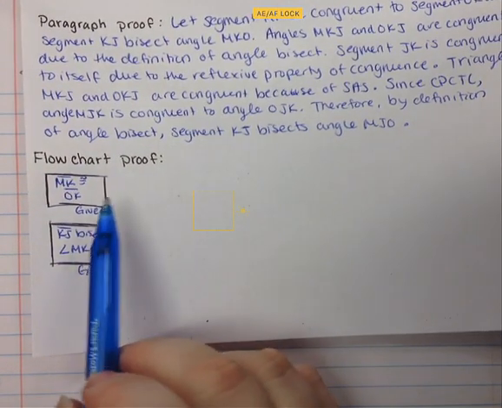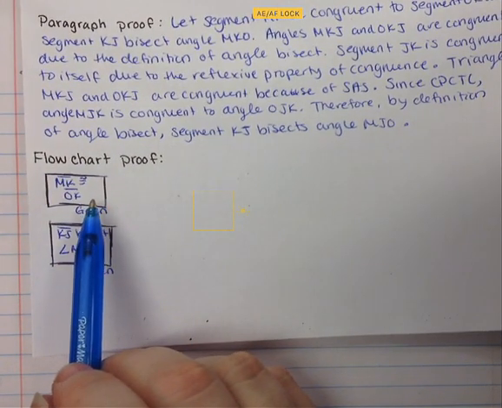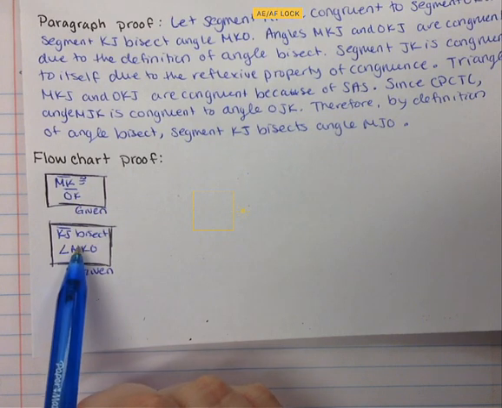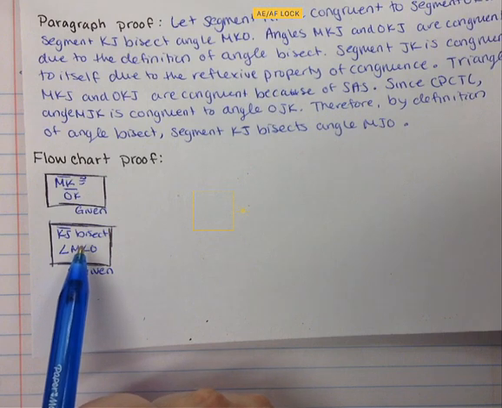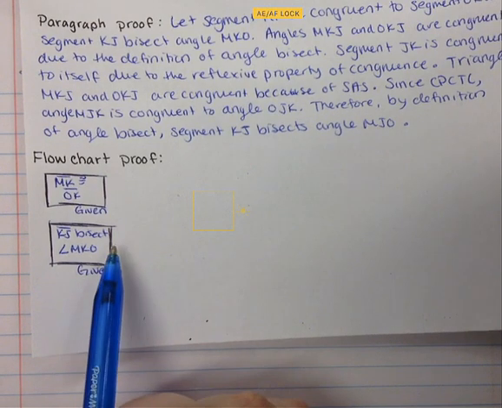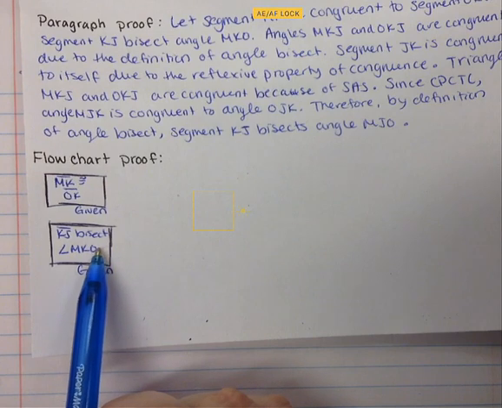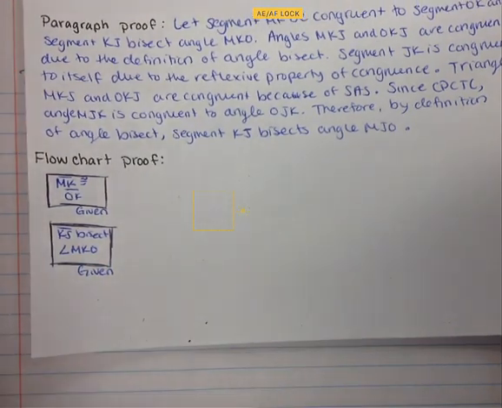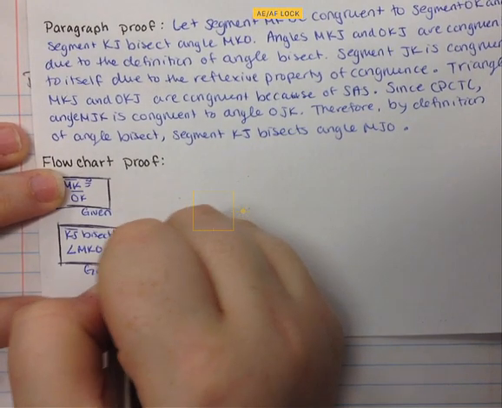Now, I went ahead and put a check mark on MK is congruent to OK because it was already marked congruent. However, I had to underline and circle something for bisect. I could not put a check mark at the beginning. Since I had to write something because of this, that means that leads to something else. That means I have to actually lead this to another box.